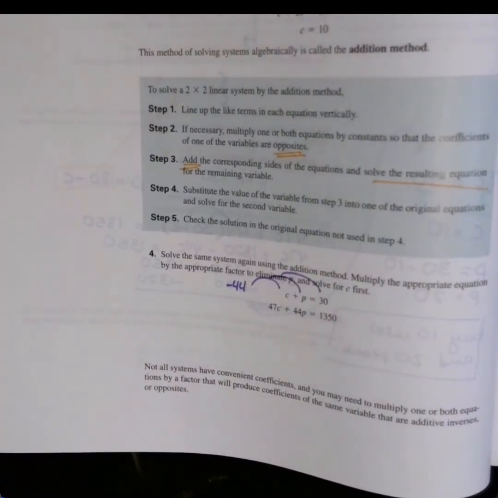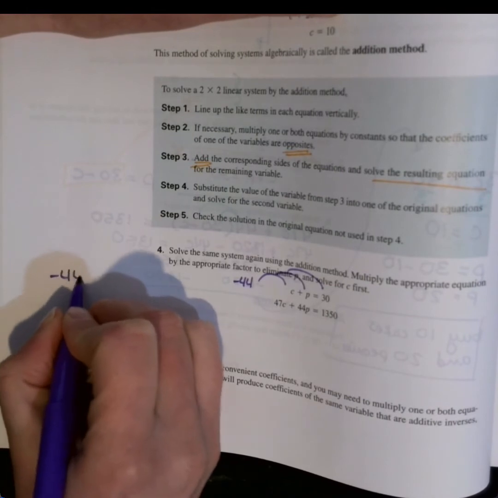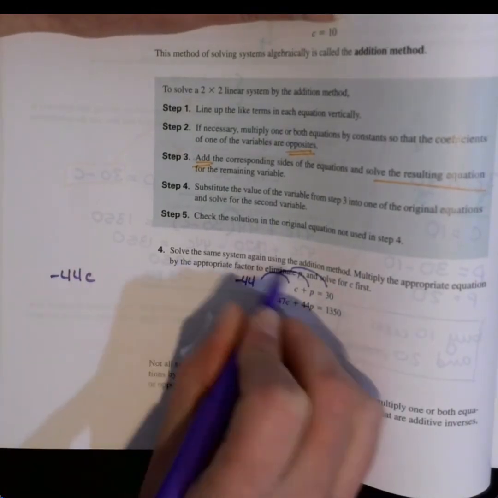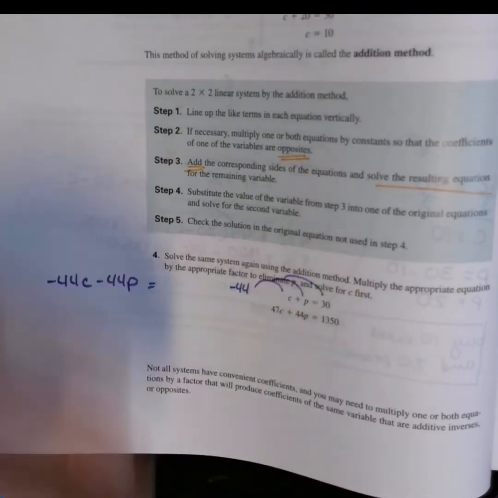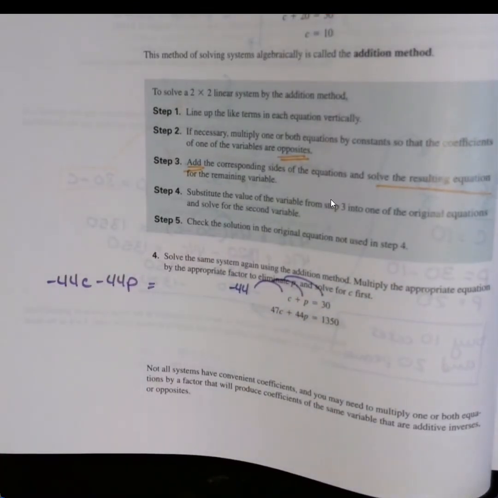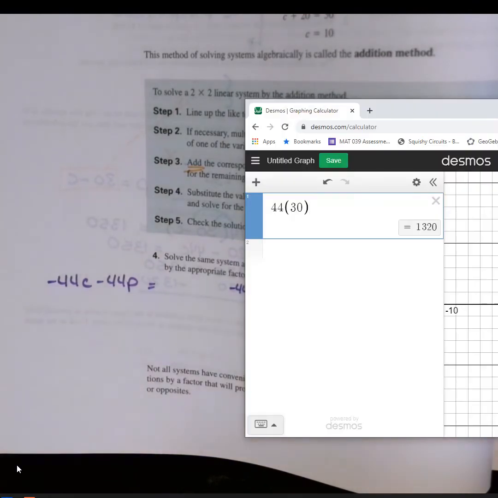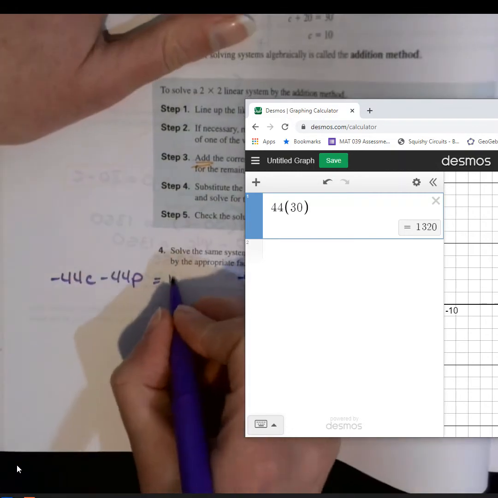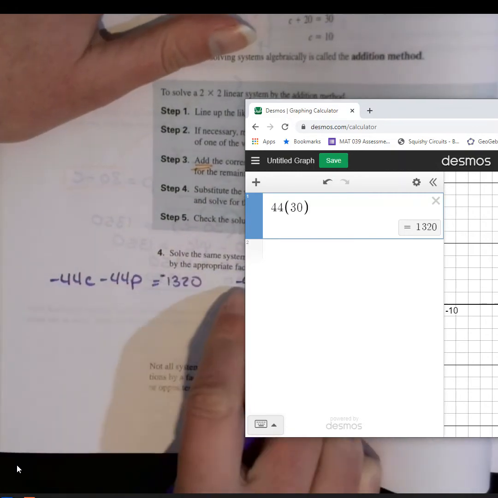I know I'm not going to have enough space, so I'm going to start in my margin. Negative 44C minus 44P equals, I got to find out what 44 times 30 is. Oh, I already know. Conveniently, it's 1320. Negative this time, though, right? Negative because it was a negative 44 this time.